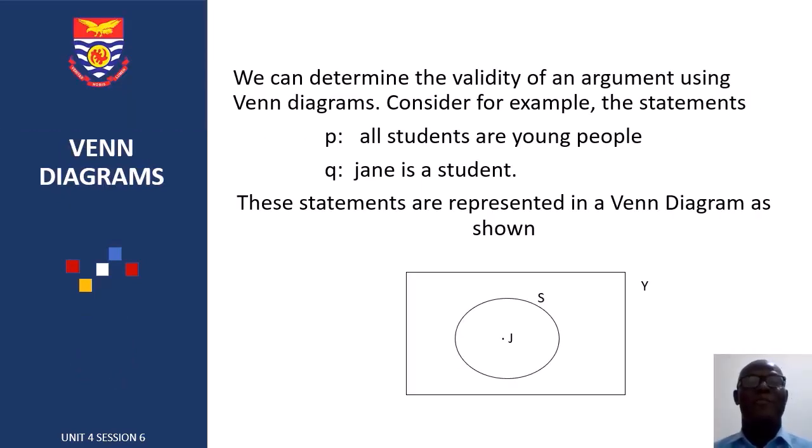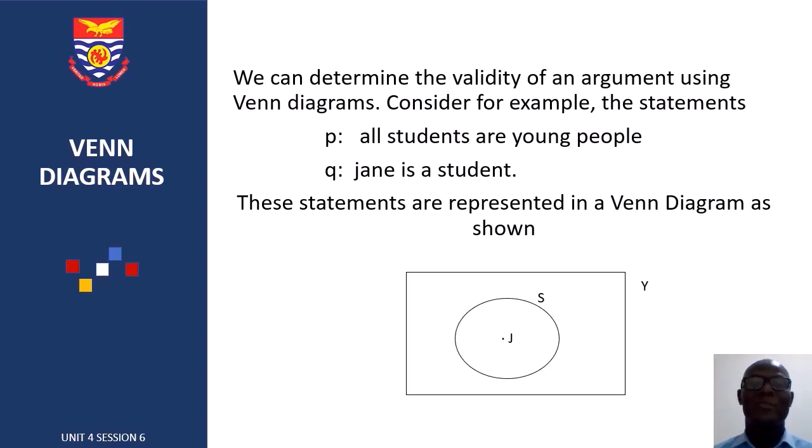Venn diagrams. The validity of an argument can be determined using Venn diagrams. Let's consider the example below. The statement P, all students are young people. Statement Q, Jane is a student.